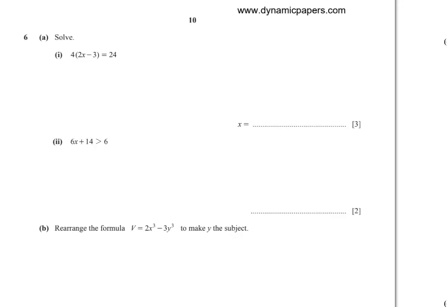Number 6a, solve 4 times 2x minus 3 equals 24. Expand. 4 times 2x, 8x. 4 times negative 3, negative 12, equals 24. Transpose negative 12 to the other side, so 8x equals 24 plus 12, which is 36. Then divide by 8. So x equals 4.5.